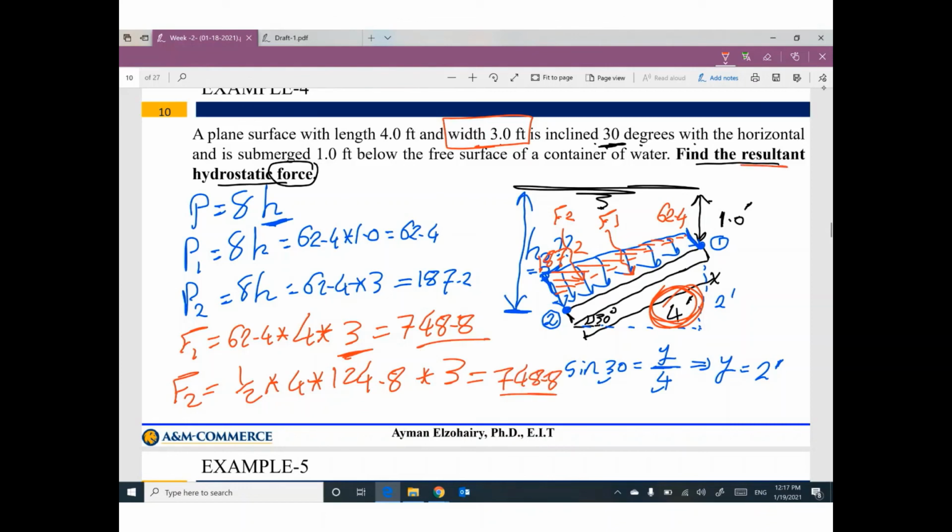So the resultant hydrostatic force is F1 plus F2, so the total force FR equals F1 plus F2. I can get the final answer. So keep in your mind, the pressure is perpendicular to the surface. So if you have an inclined surface, your pressure will be perpendicular. If you have a trapezoid, it should be divided into two shapes, a rectangular shape and a triangle shape. Then you can add F1 plus F2 to get the resultant force.